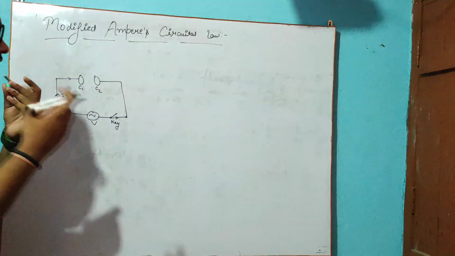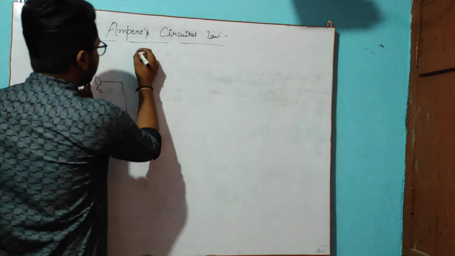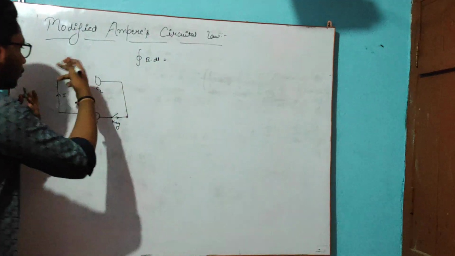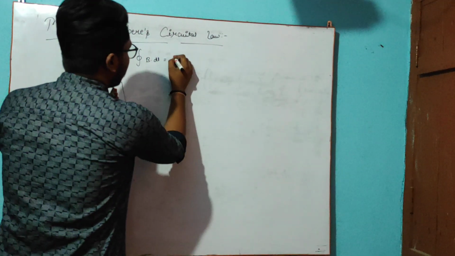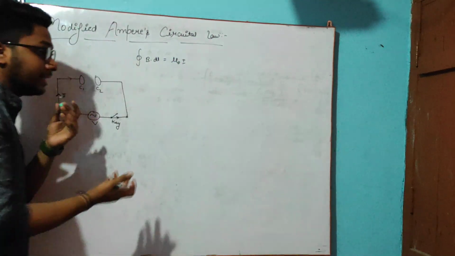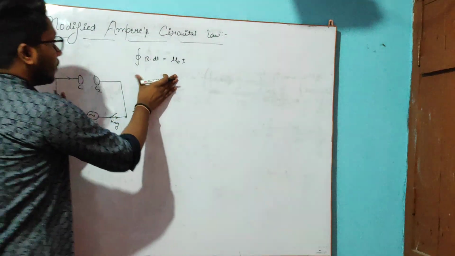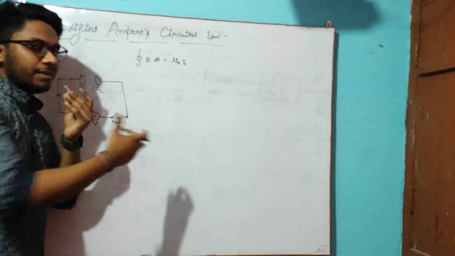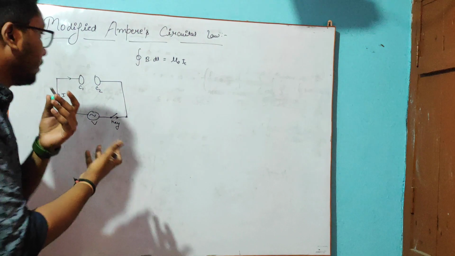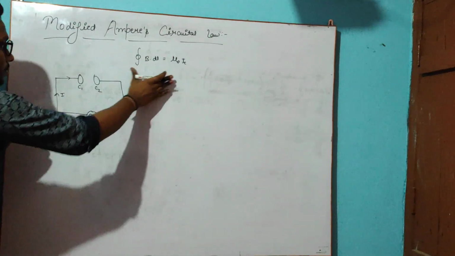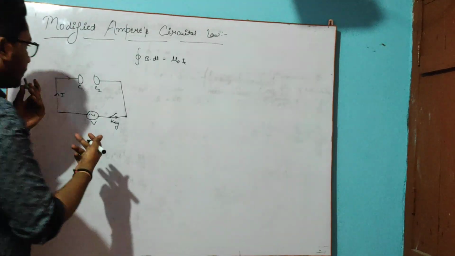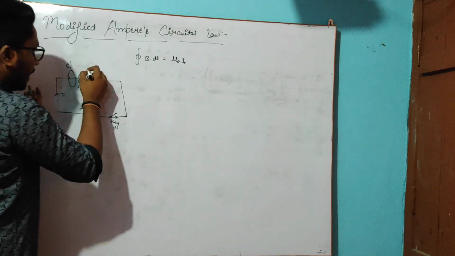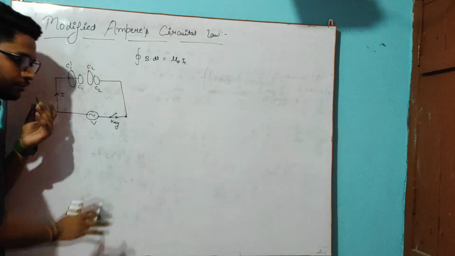Now, Ampere's circuital law tells that the line integral of the magnetic field around a closed loop is equal to mu naught times the total current enclosed by that loop. But this is possible for only the conduction current. It tells that whenever there is a current, there is a magnetic field. So if we apply this concept here, just draw the Amperian loop. This is Amperian loop C1 dash for this C1 and C2 dash for this C2.